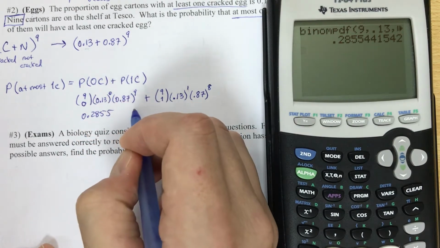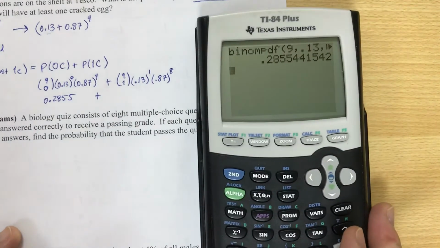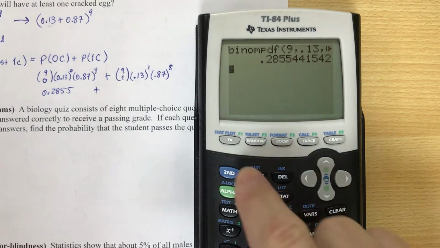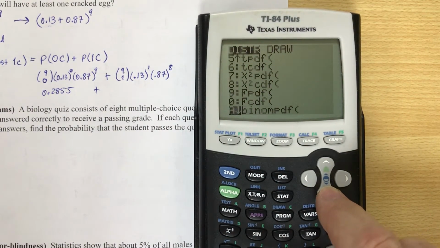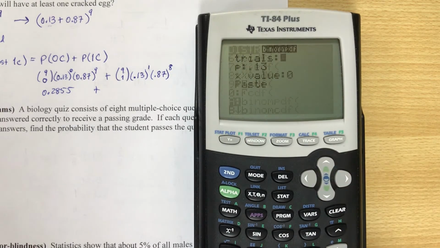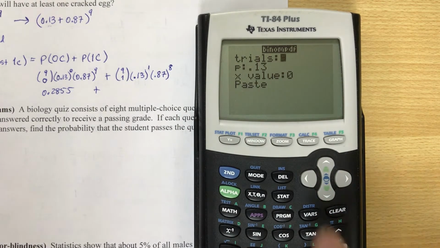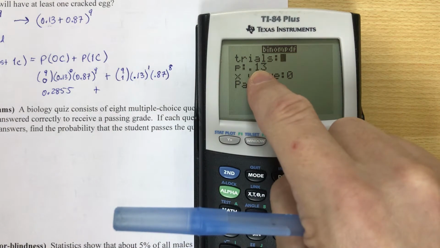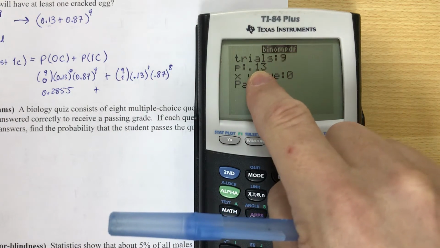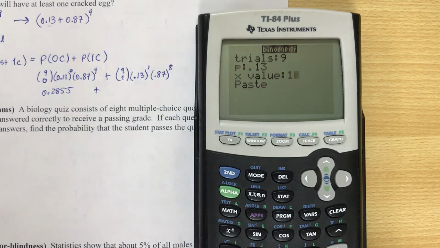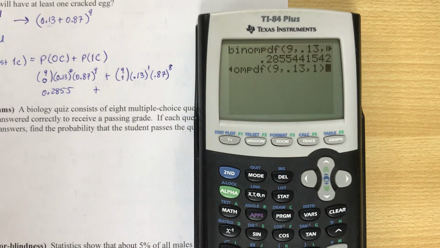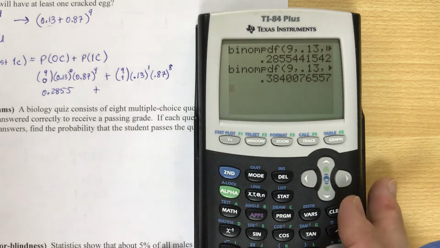0.2855, and then plus, over here, second distribution, go down, binomial PDF, 9 trials, the probability that an egg is cracked in a carton is 0.13, that at least 1 egg is cracked in a carton. And now we want 1 carton to have a cracked egg, at least a cracked egg. And calculate 0.3840.